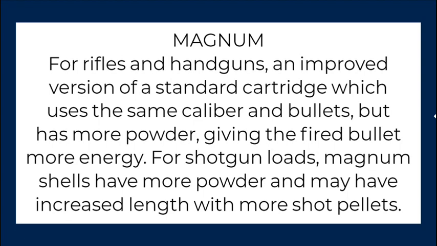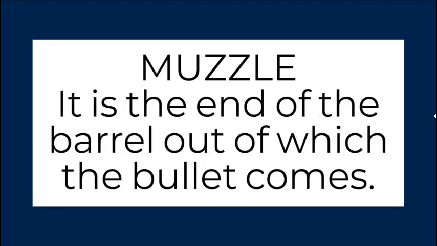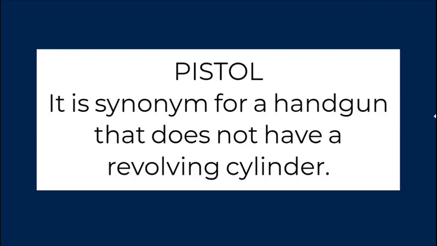For rifles and handguns, an improved version of a standard cartridge which uses the same caliber and bullets, but has more powder, giving the fired bullet more energy. For shotgun loads, Magnum shells have more powder and may have increased length with more shot pellets. 21. Muzzle. It is the end of the barrel out of which the bullet comes.